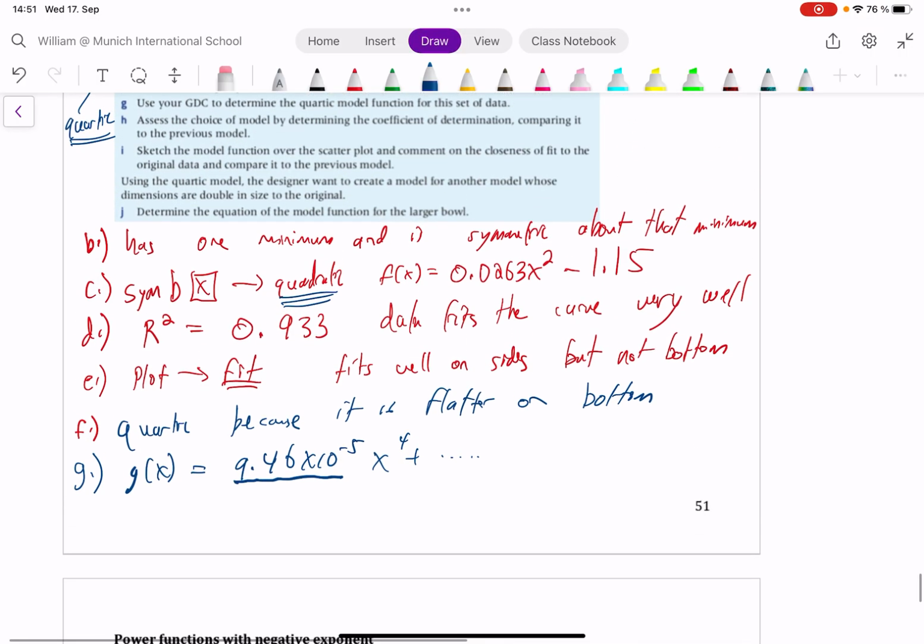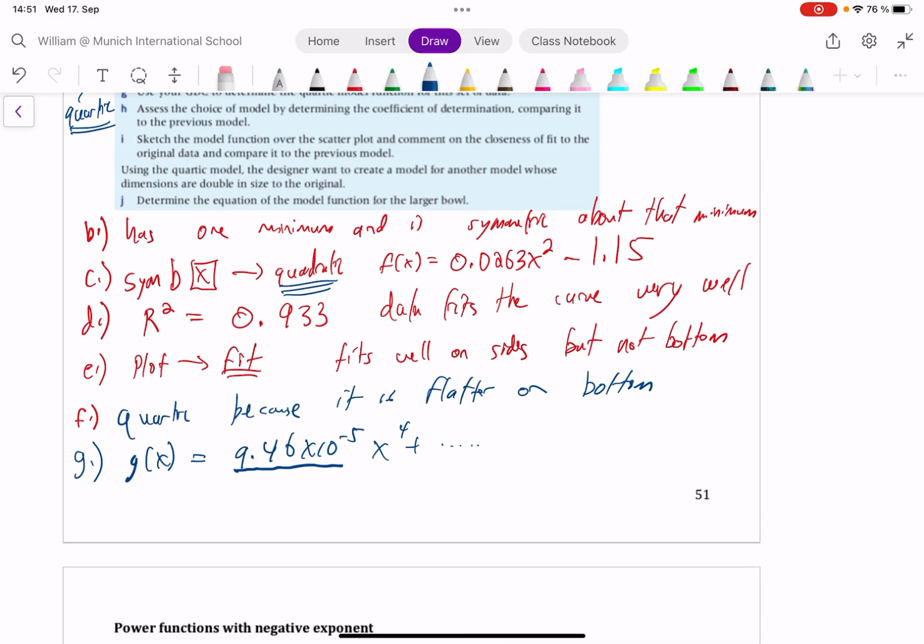Okay, so then H says assess your choice by looking at the R squared. So R squared for this one is 0.9999, what is that, 4 nines? I think a 4 and then a 7, which if you were to round that to 3 significant figures is approximately 1. Right, that would actually round to 1.00. And so then it fits very well, right? We know that it's better than the other one. The other one had an R squared that was very good, but this R squared is better. So quartic is more appropriate.